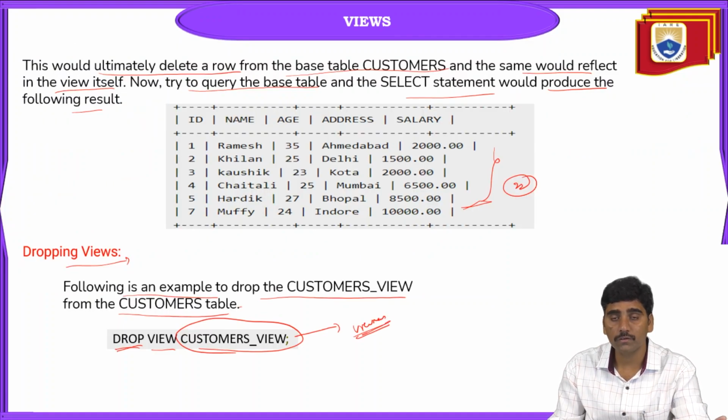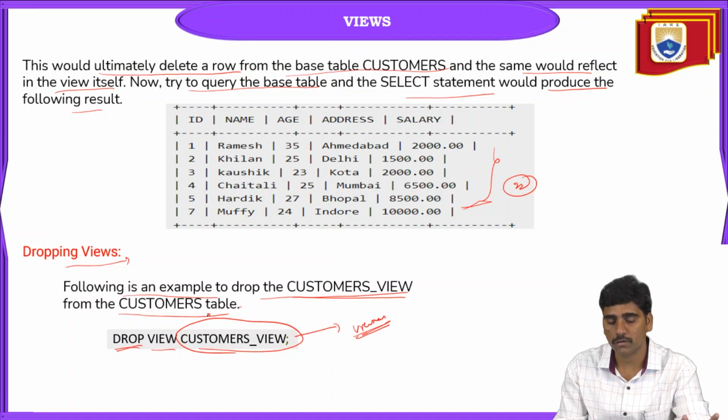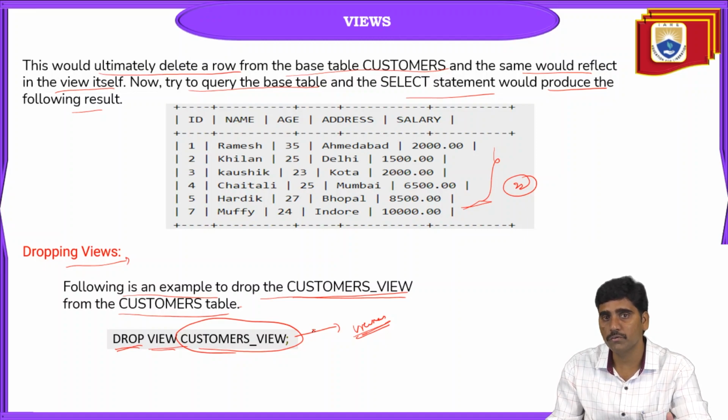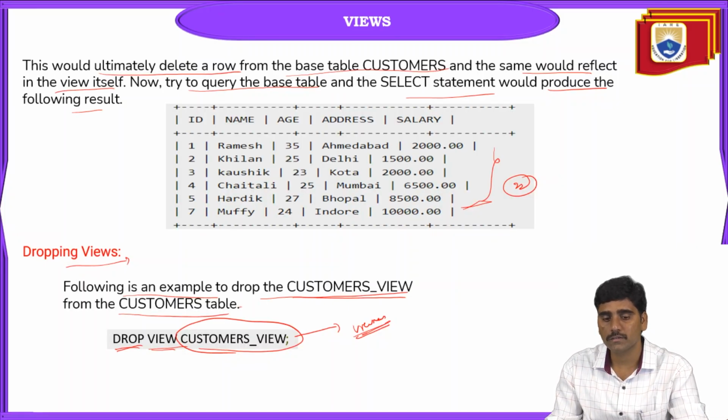And how are you going to drop the views? To drop the view customers_view, you simply write the query like we drop a table: drop view customers_view. So that is all about creating views, inserting values into the views, updating the values in the views, and dropping the views. That is all about views in the DBMS.